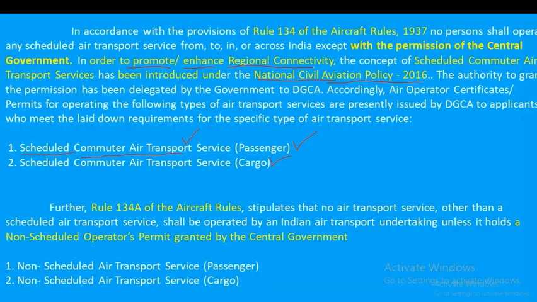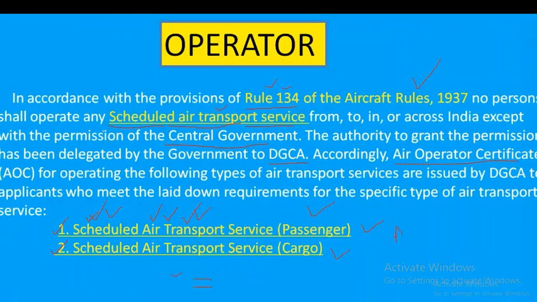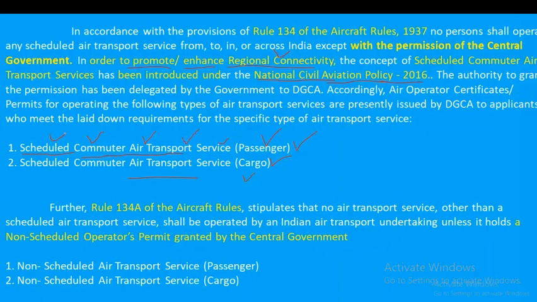That means your local cities: how do you connect them, how do you provide air transport service to your passengers or cargo in a quick way? To enhance regional connectivity, this type of air transport service provider came into the aviation field. This is not very different from the previous one; it is also a scheduled air transport service, but we call it a scheduled commuter air transport service.